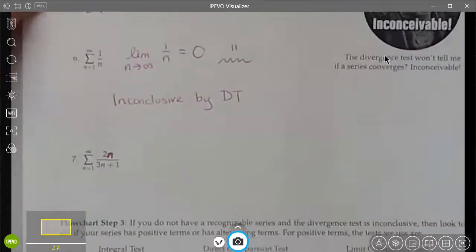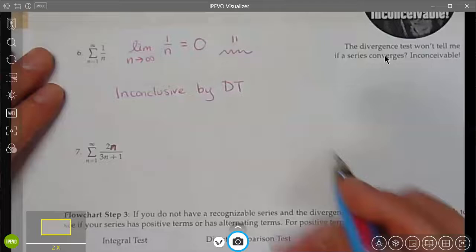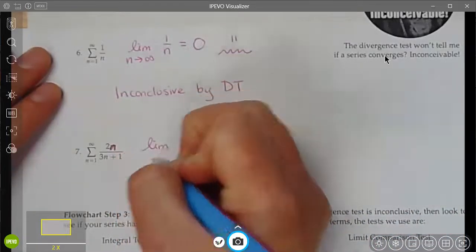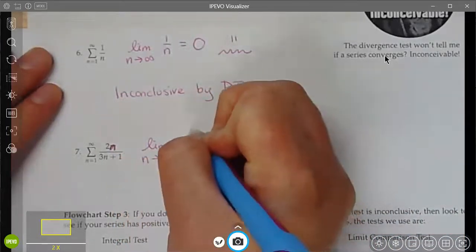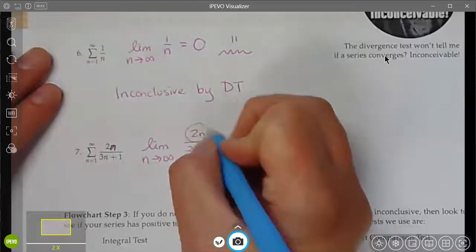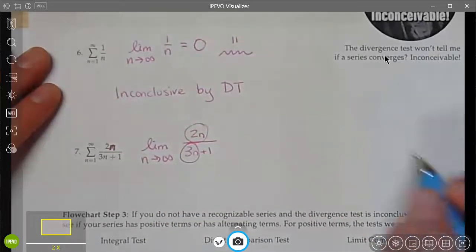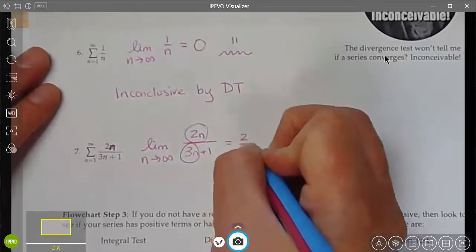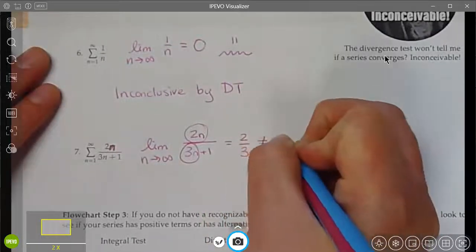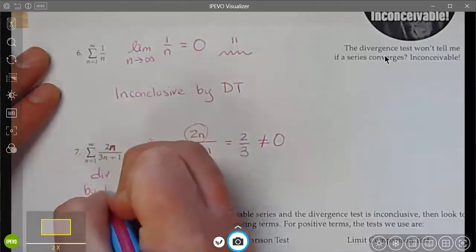Right, and then I have this series n equals 1 to infinity of 2n over 3n plus 1. So again, I'll do the limit. The limit as n goes to infinity of 2n over 3n plus 1. My highest power terms are the 2n and the 3n. So this limit is equal to 2/3, and that is not equal to 0. So this diverges by the divergence test.